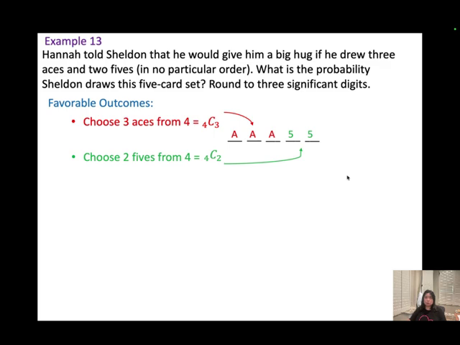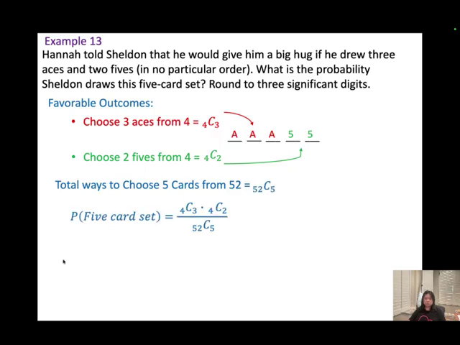So think about it. How about the total outcomes on the denominator? For total outcomes, we do have 52 cards, and we want to pick 5 of them. So that will be 52C5. So for the probability, you're going to multiply these two, favorable outcomes over the total outcomes. Use your calculator.